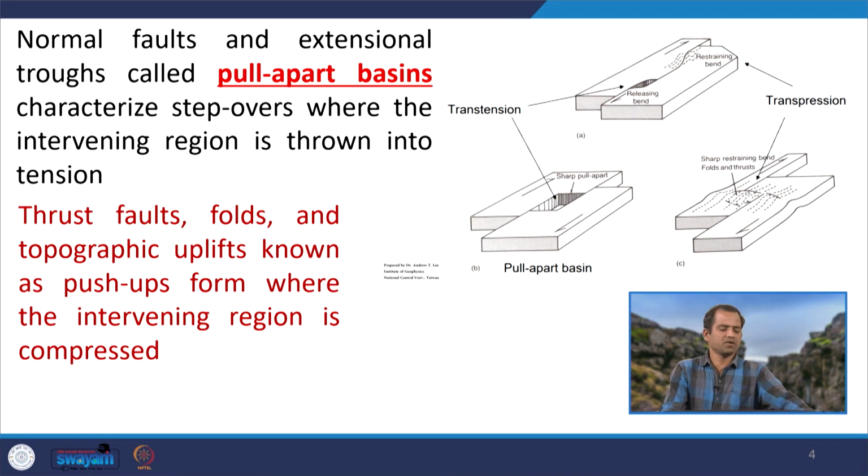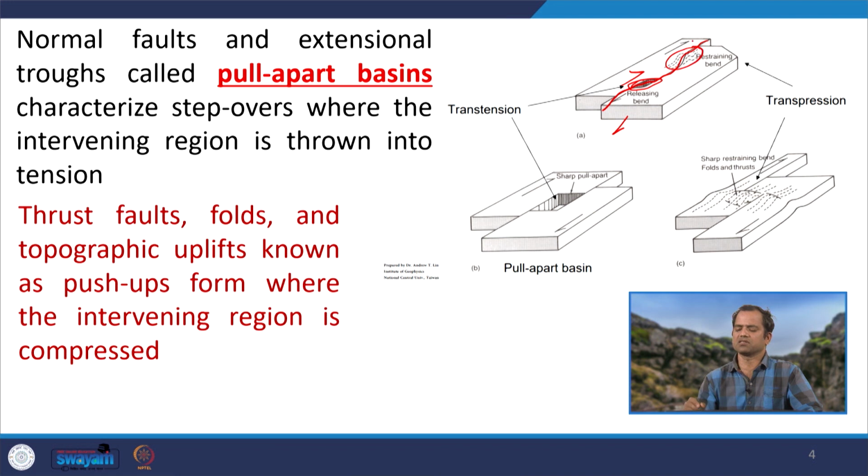The pull-apart basin: the normal faults and the extensional troughs are combinedly called the pull-apart basin. For example, in this block diagram, this is a transform fault which is curved in nature, and now this block is moving this way and this block is moving this way. Once these two blocks move in different directions, here we are creating a gap. However, here we are compressing the region. So, this gap which is forming here, the two blocks are moving away from each other.